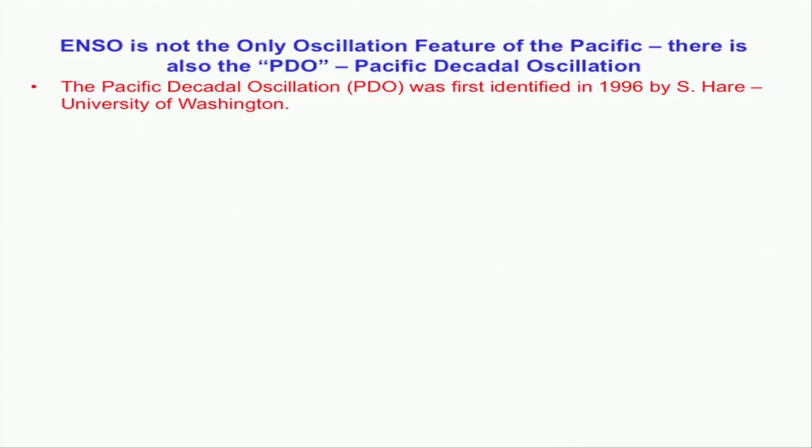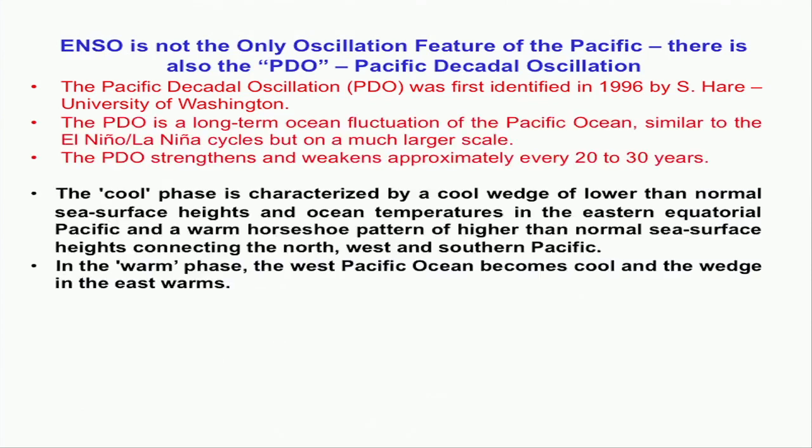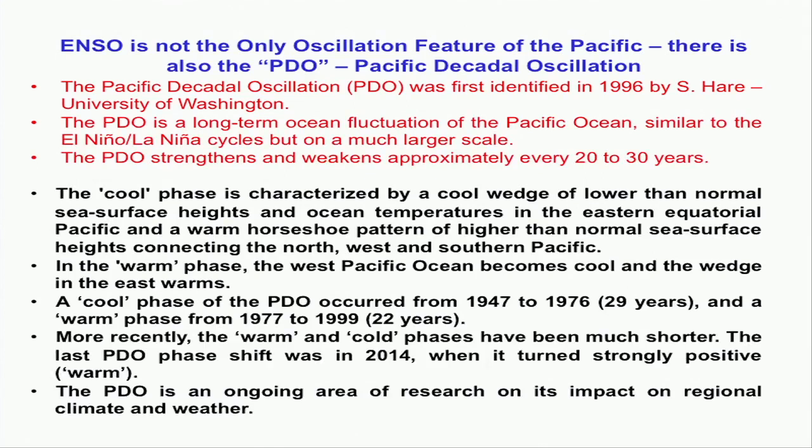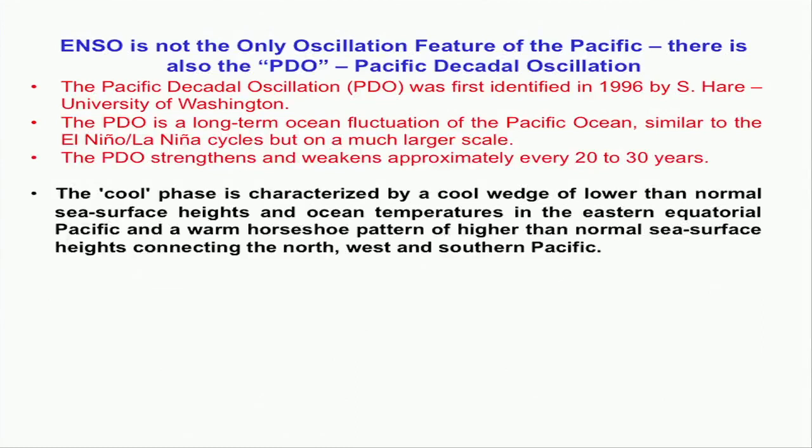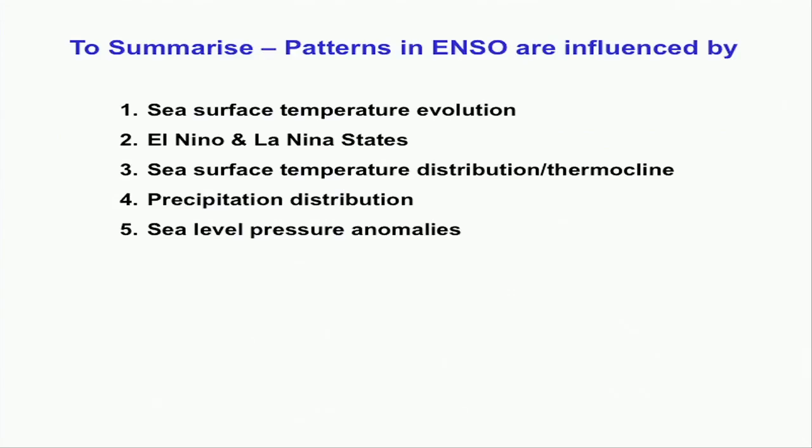Well, for those of you who are interested, ENSO is not the only oscillation across the Pacific. There's also another one called the Pacific Decadal Oscillation. That was actually only identified in 1996, so we're still learning a lot about it. So if you're interested in that, then there are a couple of slides which actually explain the different phases of the so-called decadal oscillation and why it might be important for long-term prediction of climate. But don't worry about that for the examinations at all, only if you're interested.